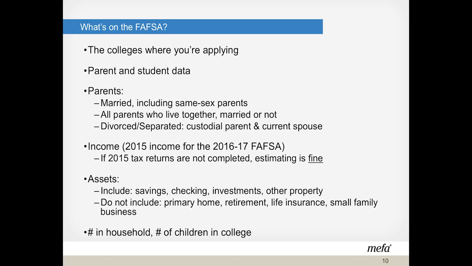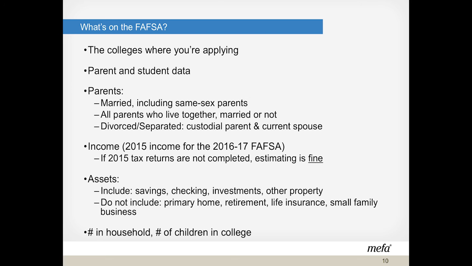So if there's a student in a household with married parents, both of those parents will need to put information on the FAFSA. If there are parents who live together with the student but never got married, doesn't matter. Both of those parents will also need to put their information on the FAFSA. For families with divorced or separated parents, the student will have to determine the custodial parent.